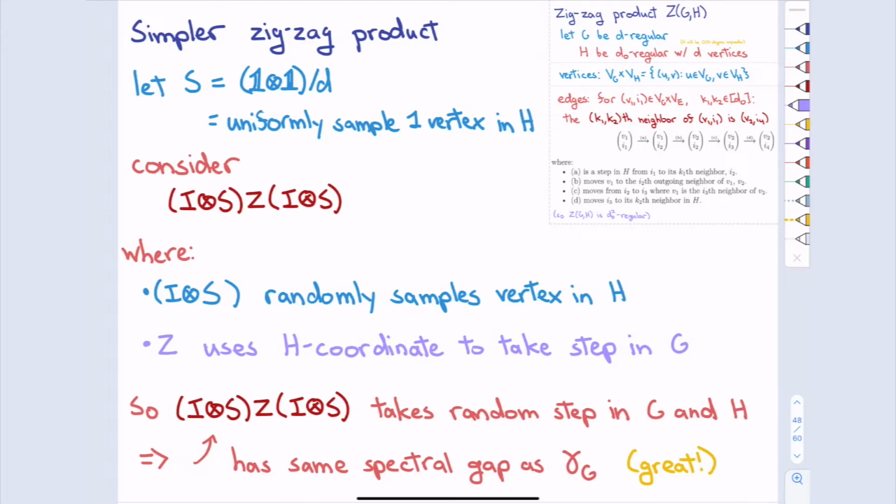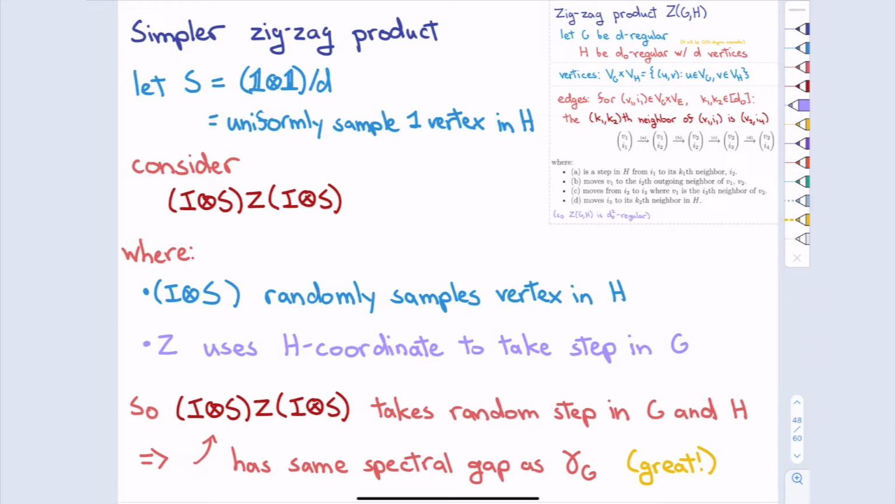Why? Because G has D choices in a step. And on the H side, I'm just choosing any vertex randomly in H, so that corresponds to any choice on the G side. And then at the end, I randomly sample another vertex in G. So this is written slightly wrong, but this really corresponds to taking a random step in G and a uniformly random sample in H at the end of it.